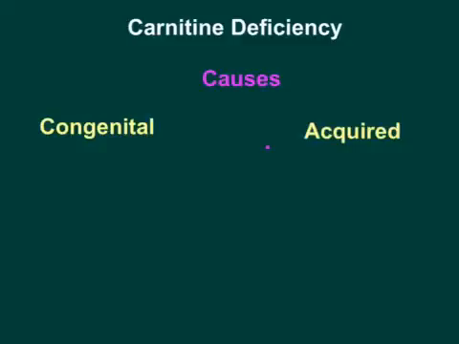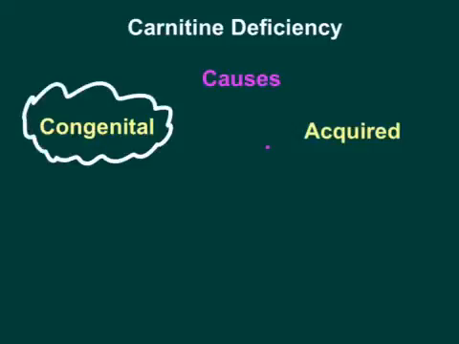Now let's move on to see some of the applied aspects related to carnitine. So, carnitine deficiency. Carnitine is synthesized in the liver from lysine and methionine. Since this is synthesized in the liver, there are enzymes involved in carnitine biosynthesis. All enzymes are proteins, so there can be a defect in the gene coding for the enzymes involved in carnitine biosynthesis, and that can cause congenital carnitine deficiency. So congenital carnitine deficiency is a mutation in a gene coding for carnitine biosynthesis in the liver.